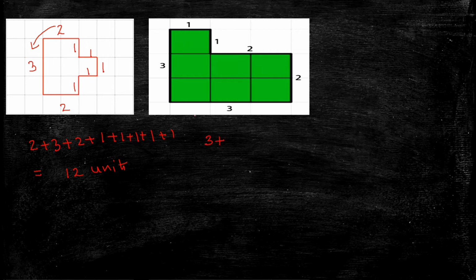3 plus, I'm starting from here in this one, 3 plus 3 plus 2 plus 2 plus 1 plus 1, and I end it here. I go like this, way up, and here again up like a maze, so I do not miss any squares. So I have again here 6 plus 4, 10, and 12. This also comes to 12 units.